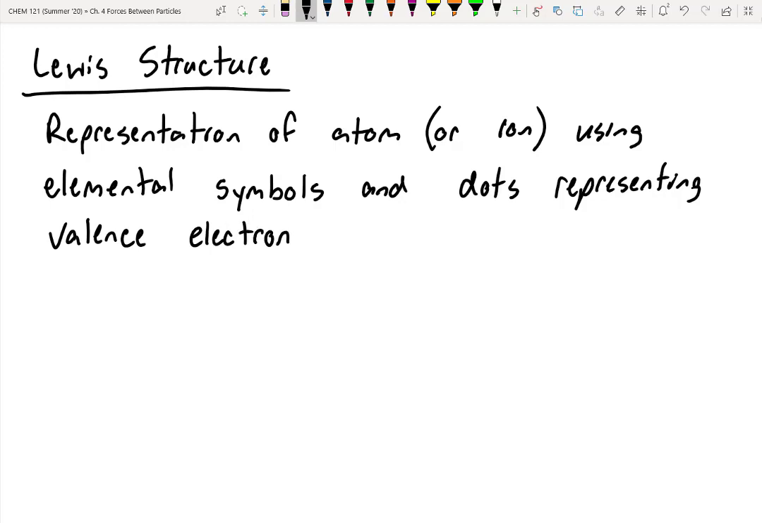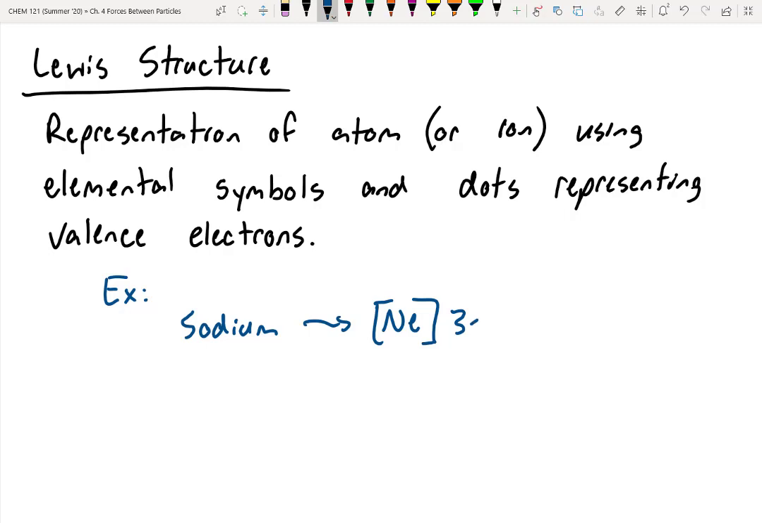So some of you, if you've taken chemistry in high school, you may have actually seen this. So let's take a look at an example here. The example we'll use is just that same sodium example. So we said that sodium is represented by the abbreviated electronic configuration that looks like this, right? So in this case, we have one valence electron.